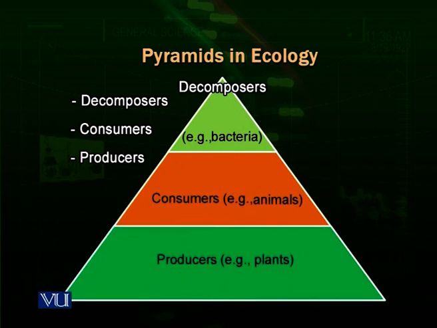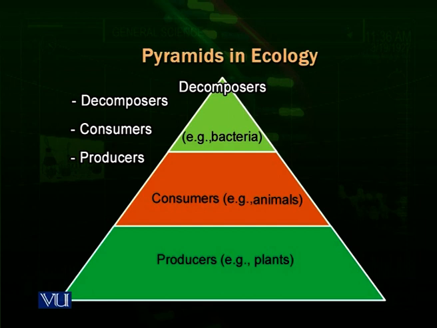Now, the pyramids in ecology. In ecology, we show these trophic levels in the form of a pyramid. This pyramid shows, as you can see in this diagram in front of you, that the producers, the plants, come at the basic level. First of all, according to energy flow, they have to produce food. They have to get the energy from sunlight and convert it into chemical energy and carbohydrates. Then the consumers, for example, animals, have to eat up the producers.